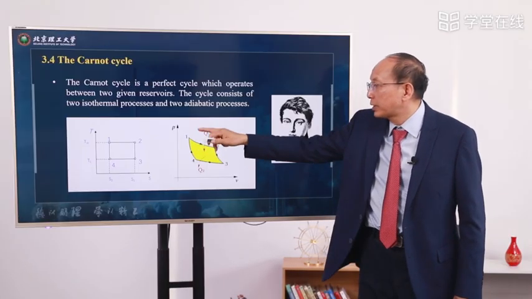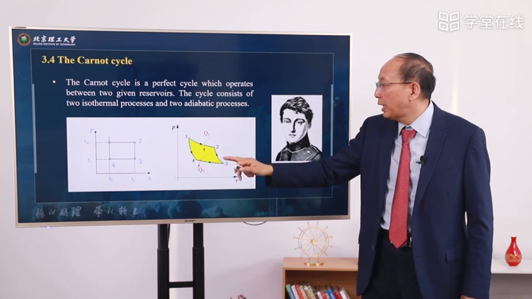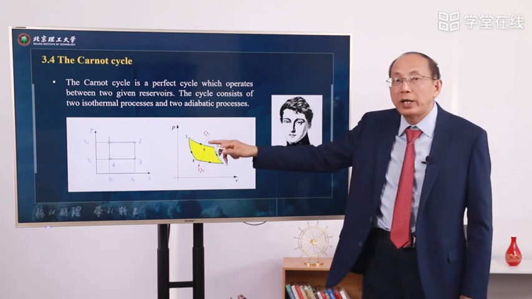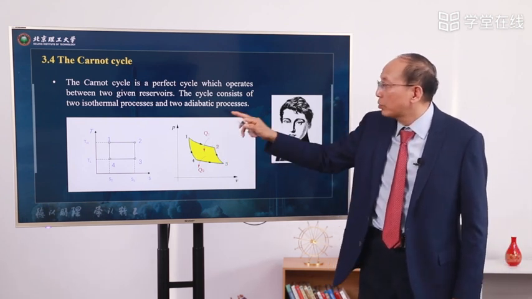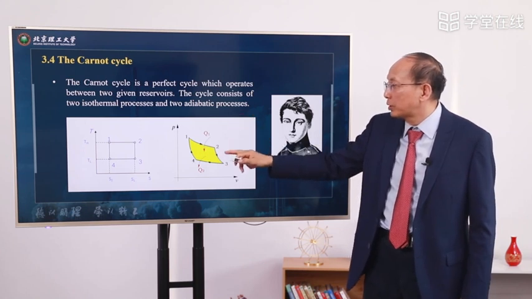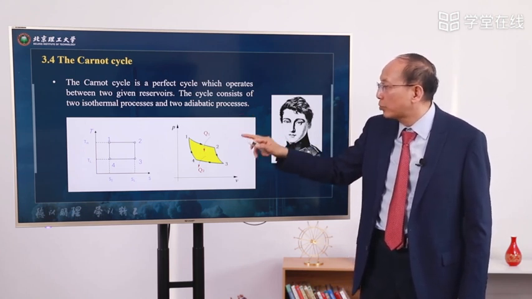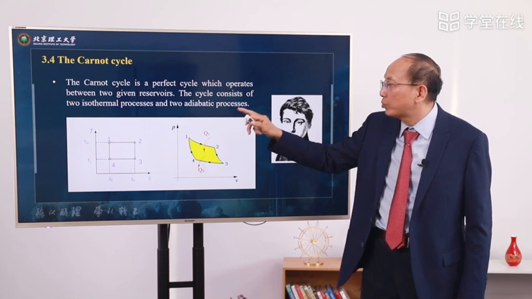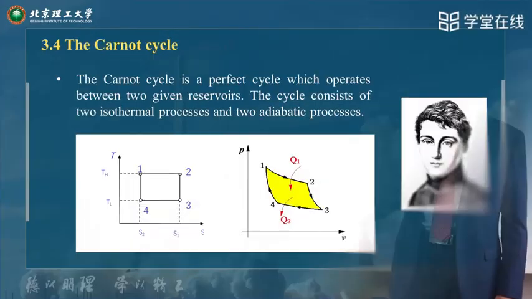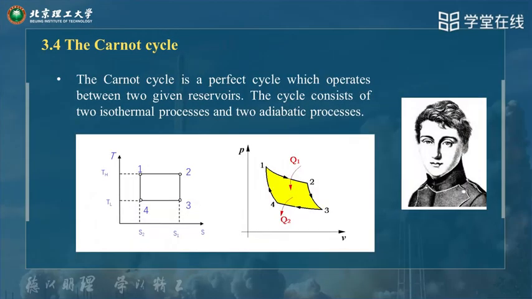Here is a Carnot cycle. In the TS diagram it is a square. From state 1 to state 2, state 2 to state 3, from state 3 to state 4, from state 4 to state 1. Here is just a square. Very simple.